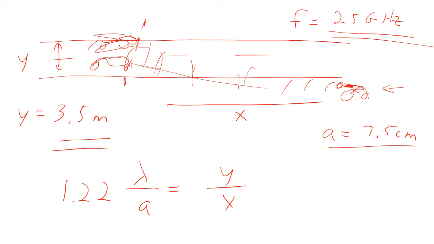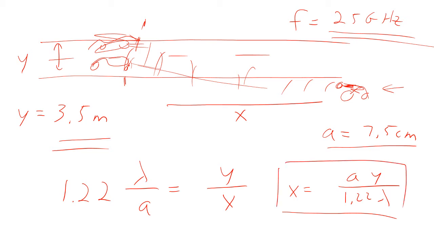Okay, so x is going to be equal to a times y divided by 1.22 lambda. Okay. Now, the problem is we need to know lambda in order to use that. Well, we can find lambda from the frequency. We know that speed equals lambda f, so lambda is going to be c over f.